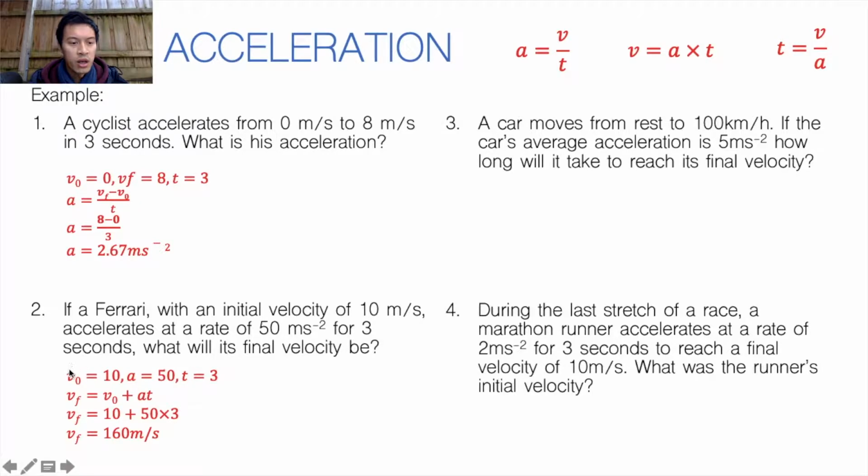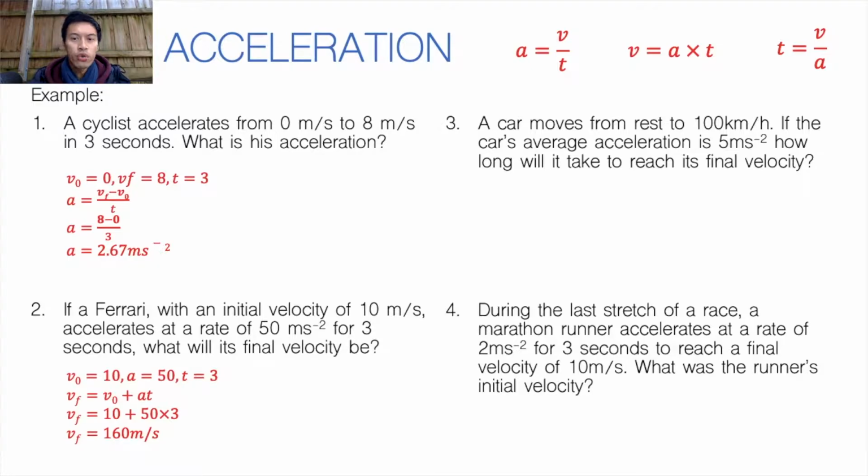So V0 is 10, A is 50, and T is 3. I will be using the VF formula to calculate the final velocity. So I punch my numbers in, 10 plus 50 times 3, which gives me VF equal to 160 meters per second, which is really fast for a car. Okay, 160 meters per second.